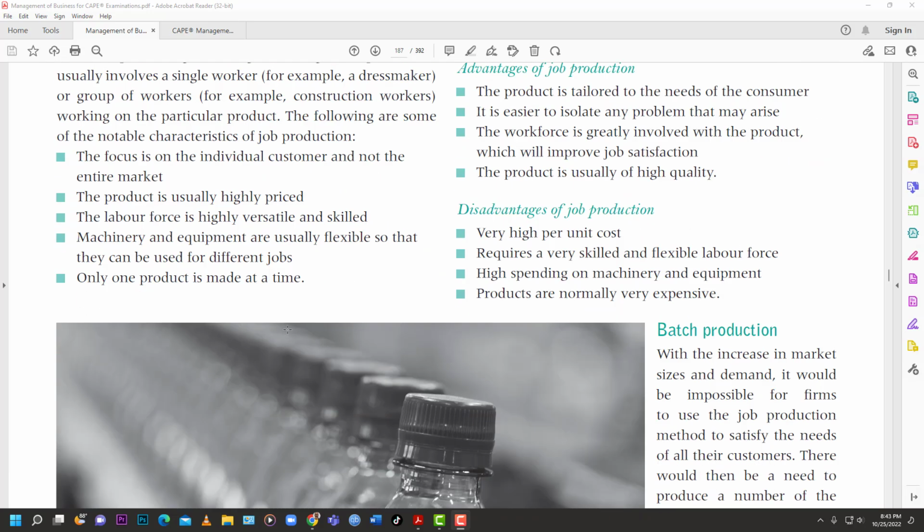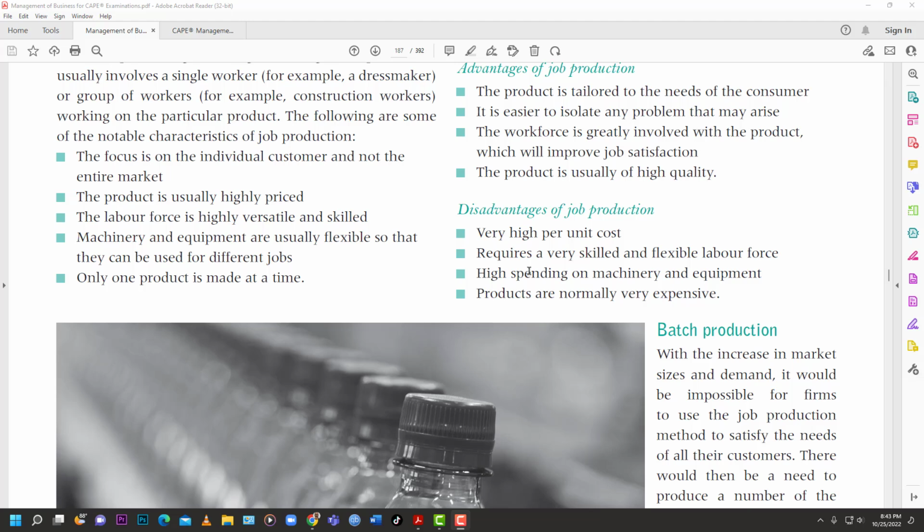Some advantages of job production. The product is tailored to the needs of the customer. As we said before, it's individualized, customized to the particular person's liking. It is easy to isolate any problems that may arise. Because it's one job, it could be one person doing it, and you have the schematics, whatever the design, you can quickly pinpoint, okay, there's a problem right here.